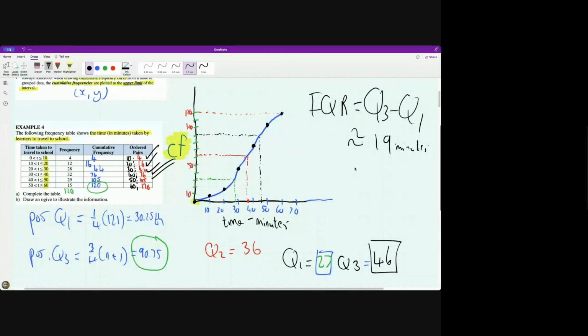Okay, now, last question before we have a break. How many of the students in this table take longer than 46 minutes to get to school? So how many students, if you look at this graph that describes this table, take longer than 46 minutes to get to school?